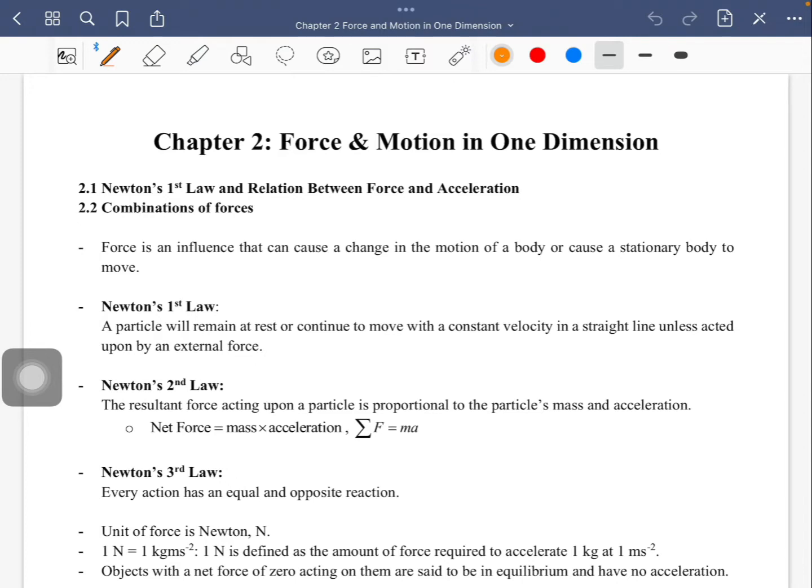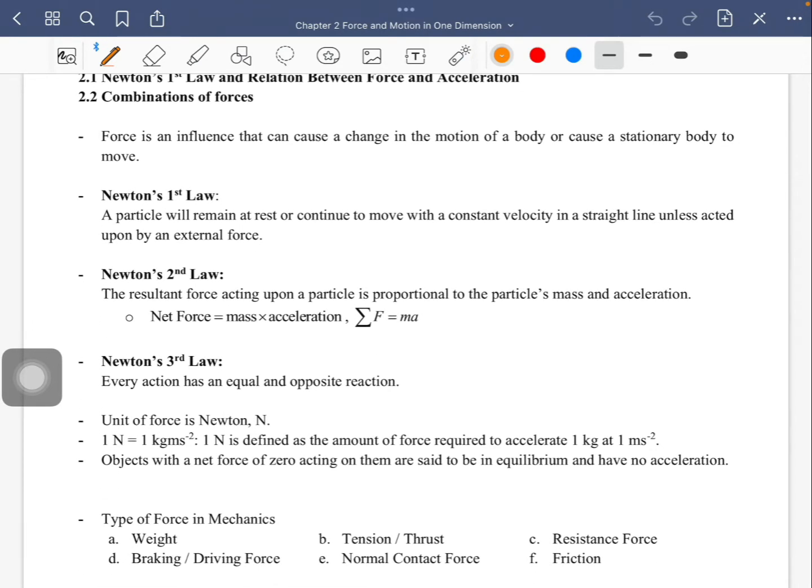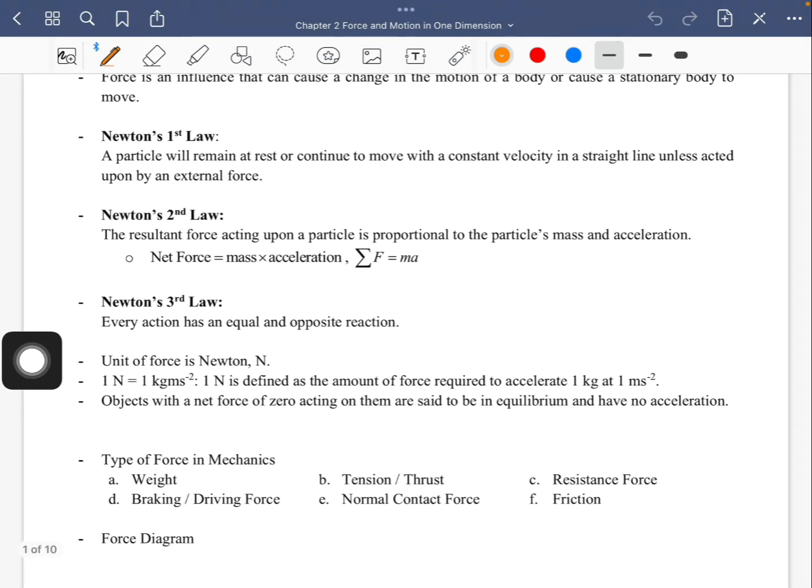until a force stops it. And for the second Newton's law, this is a very popular law from Newton. We have summation of force equals mass multiplied by acceleration. And next one is the third Newton's law. Here it's mentioned every action has an equal and opposite reaction.